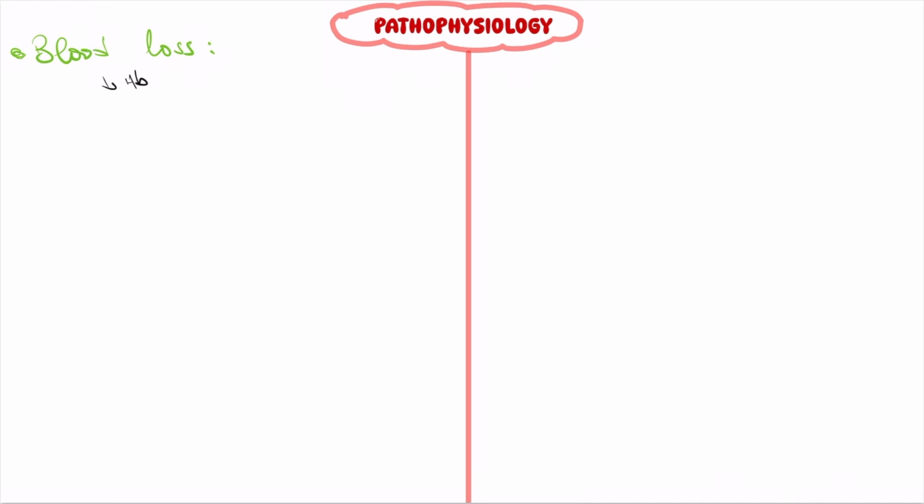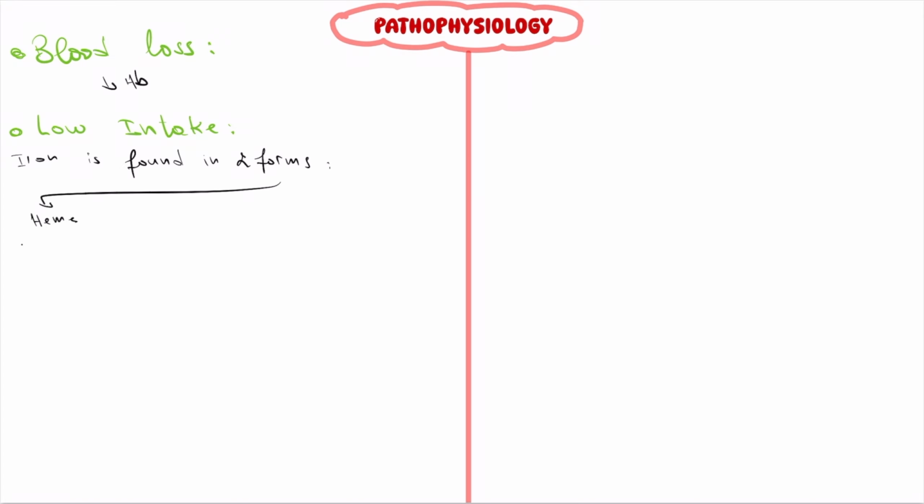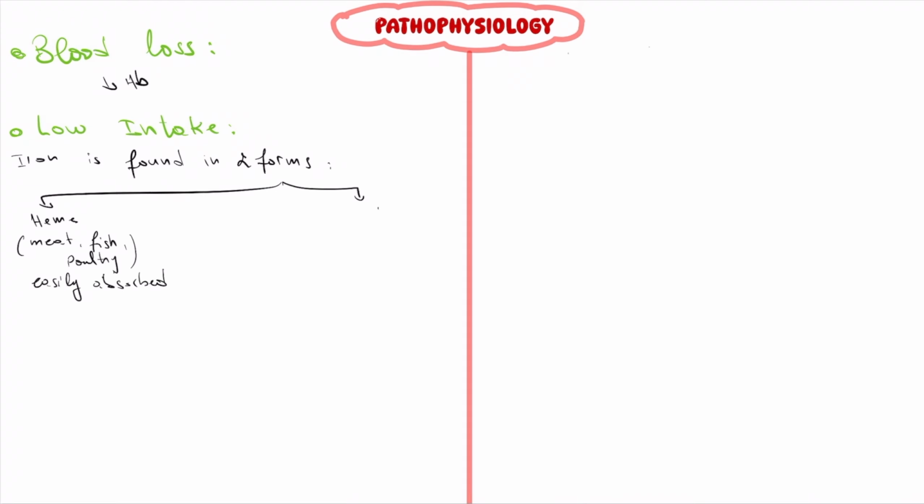We also have low intake. Iron comes from food. It's only logical that an inadequate diet would lead to anemia. Iron is found in two forms, either heme in meats, fish, and poultry. This type of iron is easily absorbed. On the other hand, the other form, non-heme, which is found in plants, is not easily absorbed.